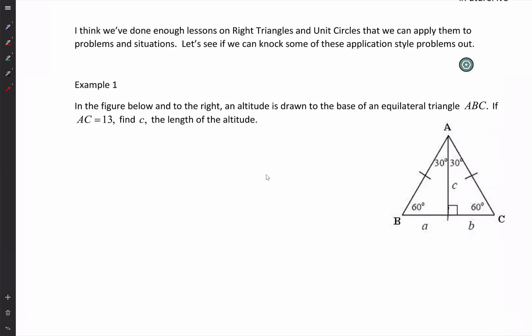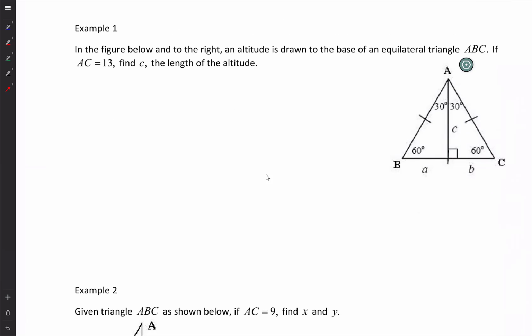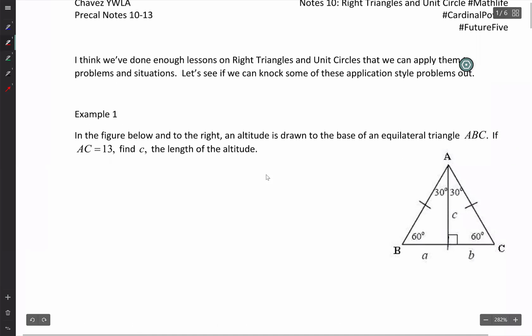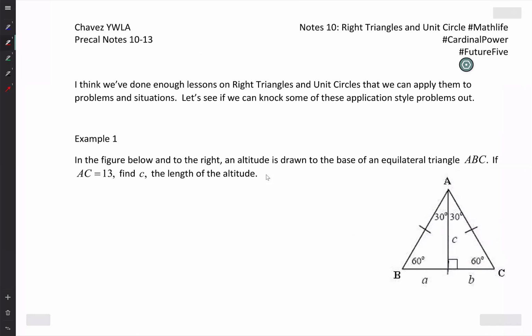We've done enough of these that I think we already know how to do all of them. I don't think it's going to be an issue at all. So let's get right into it.